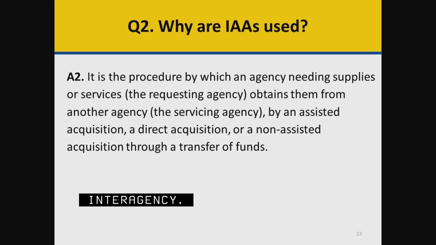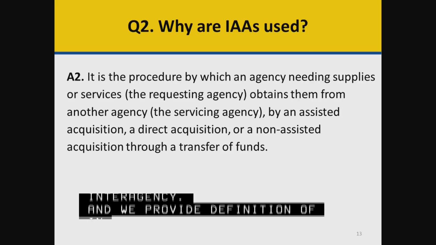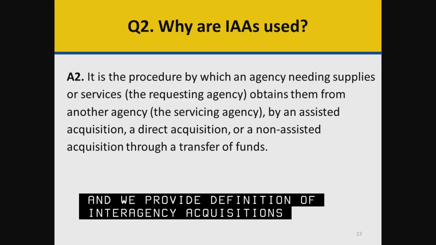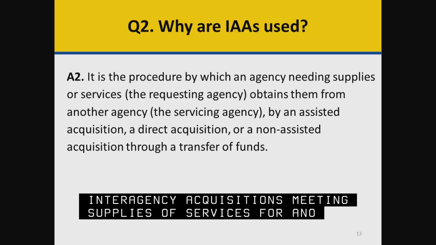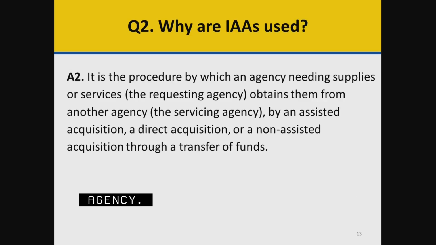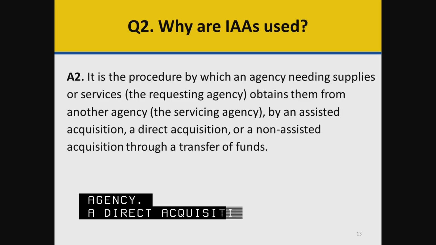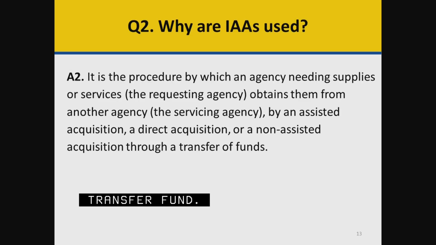And then we provide the FAR definition of interagency acquisition, which is the procedure by which an agency needing supplies or services obtains them from another agency by an assisted acquisition, a direct acquisition, or a non-assisted acquisition through a transfer of funds. So you want to remember that an interagency agreement is used when there is a transfer of funds. If it's not a transfer of funds, another vehicle is used.